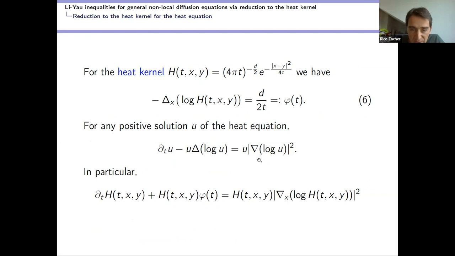So this is true for any positive solution. So in particular, it also holds for the heat kernel. So we have dt h, and now here we use this identity. We plug it in, we get plus h times phi, and on the right hand side we have this term now with u equal to h. Okay, keep this in mind, that's the identity for the heat kernel.